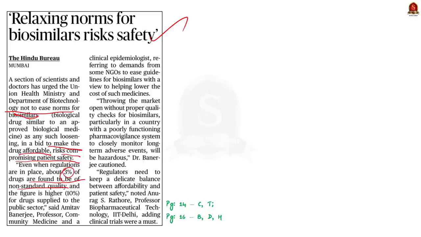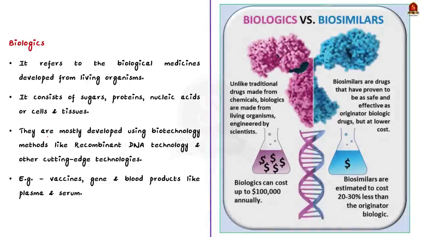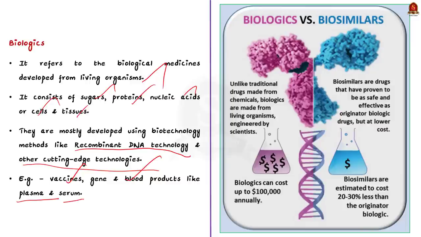This is about the news article given here. So in this news article discussion, let us understand what are biosimilars. But to understand biosimilars, you should first learn about biologics. Biologics refers to the biological medicines that have been developed from living organisms like human, animal, microorganism, etc. Basically, the biologics consist of sugar, protein, nucleic acid, or living entities like cells and tissues. Biologics are mostly developed using biotechnology methods like recombinant DNA technology or using other cutting-edge technologies. Some of the examples of biologics include vaccines, genes, and some blood products like plasma and serum.